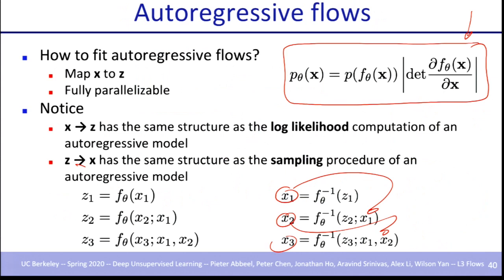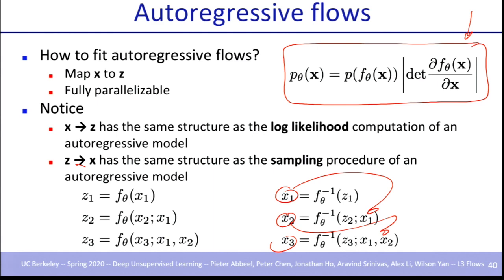Now, maybe you're not happy with this slow sampling process. I mean, imagine you have a million variables for a megapixel image. You're going to have to, during sampling, do a million iterations over your f theta. Just like in PixelCNN, it could be very, very slow to generate your entire image this way, even now that it's a flow.